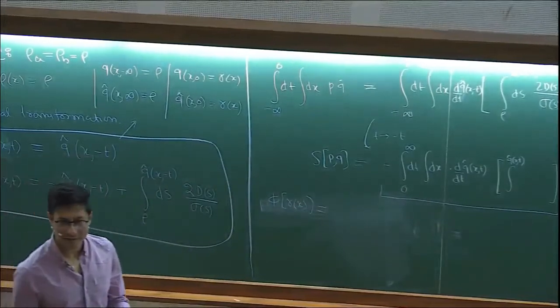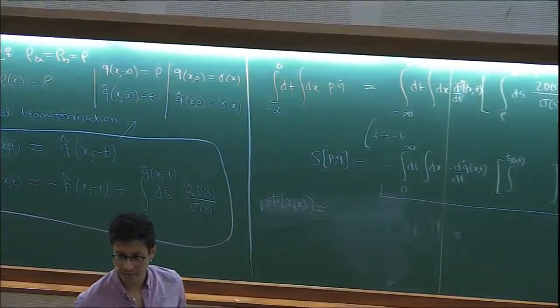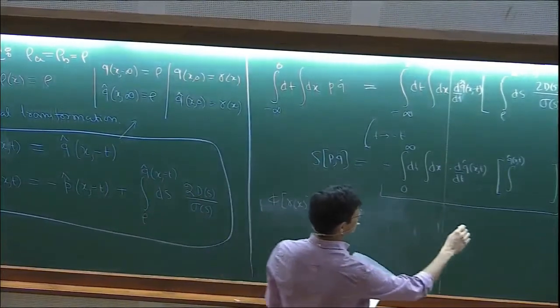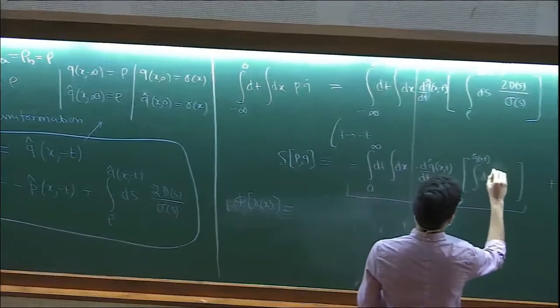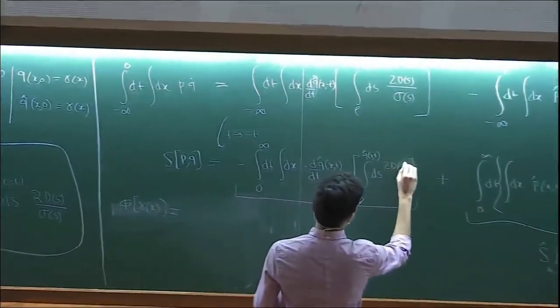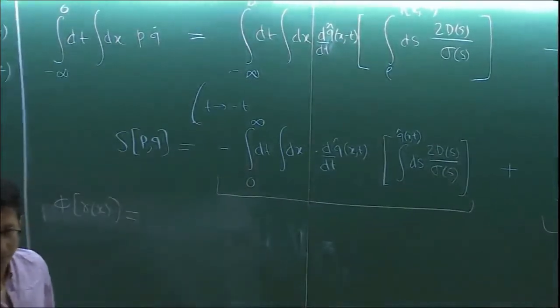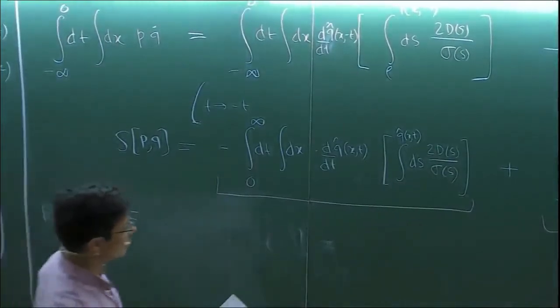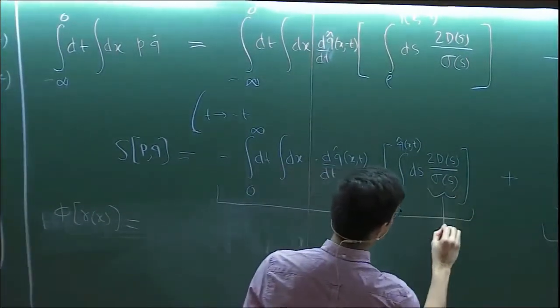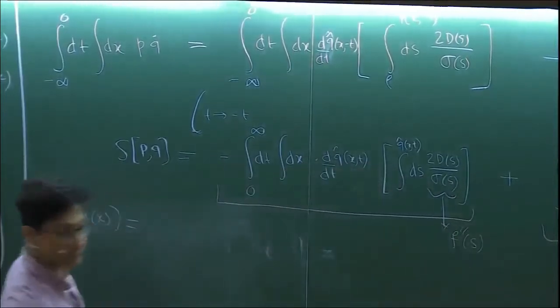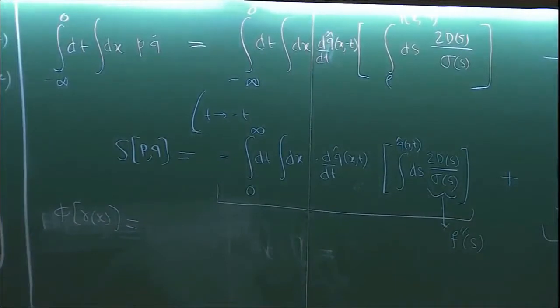Let's just verify that it gives us the known result in equilibrium. It's very simple. Let's just rewrite what was here, twice ds by sigma s. I know that this term is F double prime of S. That I proved yesterday.